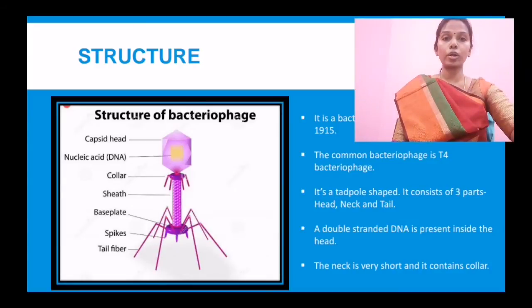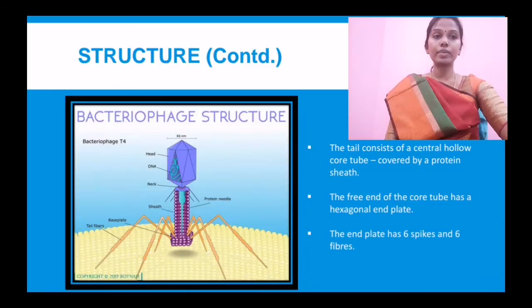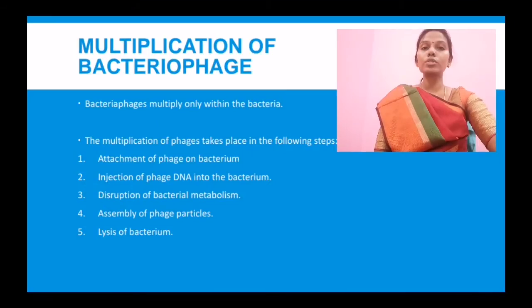It contains a collar. This collar connects the head and the tail part of the bacteriophage. The tail part consists of a central hollow core tube which is covered by the protein sheath. The free end of the core tube has a hexagonal end plate. This end plate has 6 spikes and 6 fibers. These 6 spikes and 6 fibers are responsible for the attachment of the bacteriophage on the surface of the bacterial cell wall.